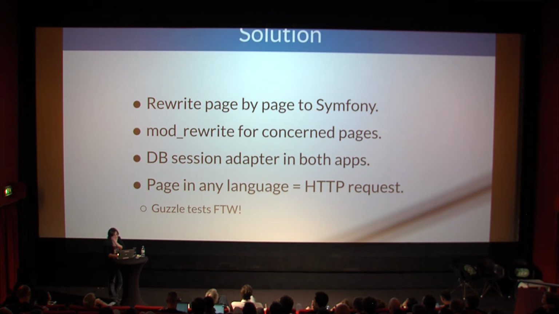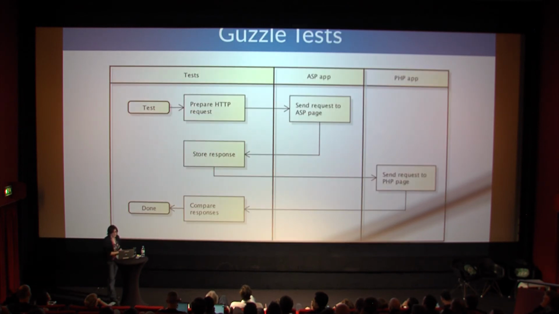And the thing is, the page in any language is an HTTP request. An HTTP request is a unit, therefore you can test it. So you can do some Guzzle testing, for example, or Behat. So what we did is we wrote a test which would prepare an HTTP request and send it to the ASP page, so the legacy application. And then we check the response. And then for that, they're going to replicate the code in PHP, or at least match the output. And the same request, we would send it to the PHP version and then compare if the outputs match. If they match, perfect.